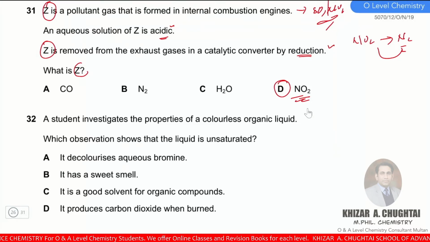32. The next question. A student investigates the properties of a colorless organic liquid. Which observations show that the liquid is unsaturated? There must be a test for unsaturation. If you add aqueous bromine, it will decolorize the aqueous bromine. Yes, it is correct. The first option, A, is the correct option.